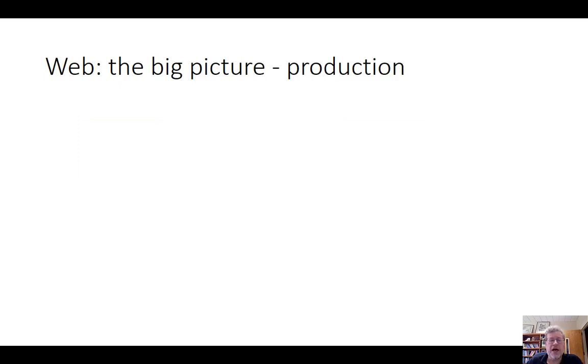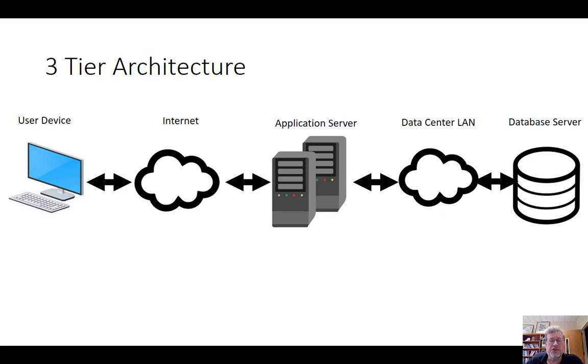So let's look at how this works in production just a little more granularly, a little more in detail. And let's start with this. This is a 3-tier architecture. This has become the standard way to think about network applications. Now, actually, we can generalize this a little bit into something called an N-tier architecture. We'll start with the 3-tier architecture.